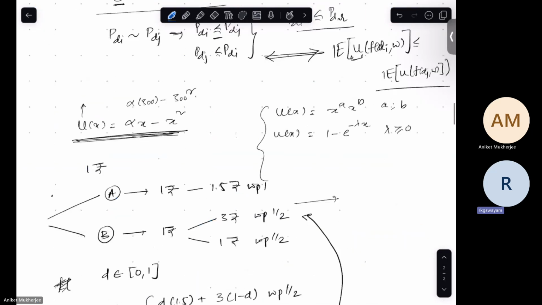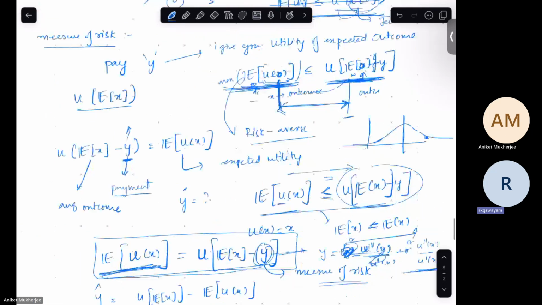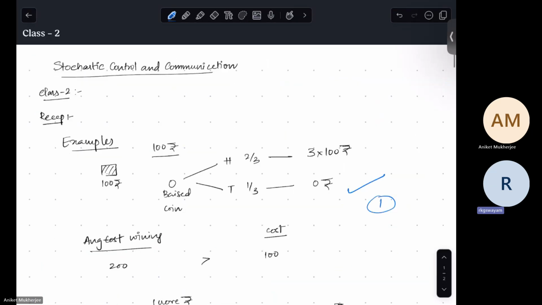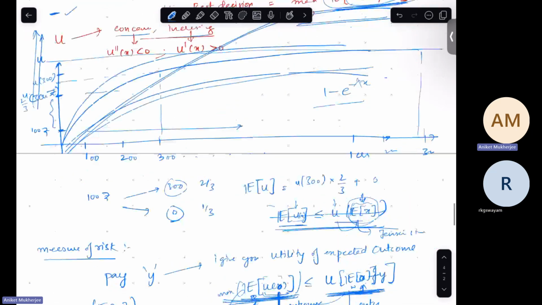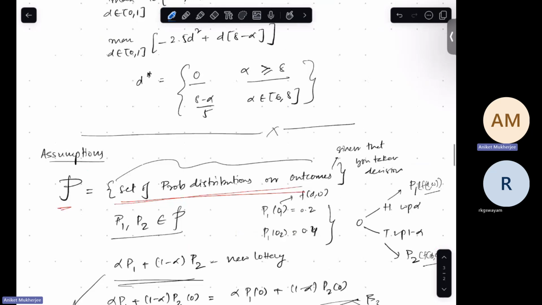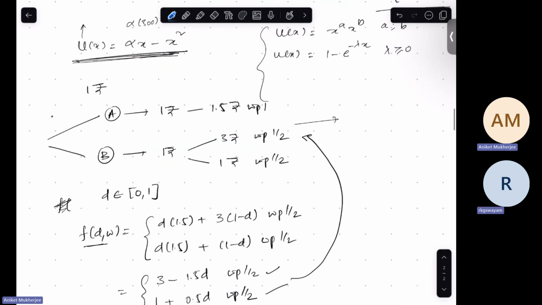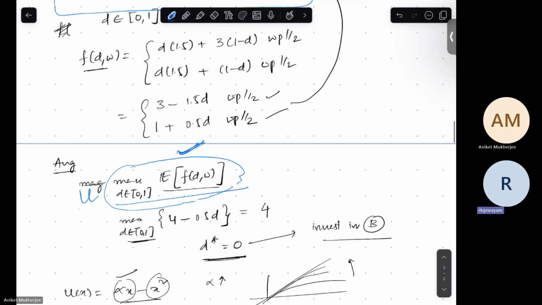So would it be possible for you to refer a tutorial where one simple example is given to understand this thing? Yeah, sure. To understand the utility functions, you mean? Yes, similar to this, one more example. One more example, sure.